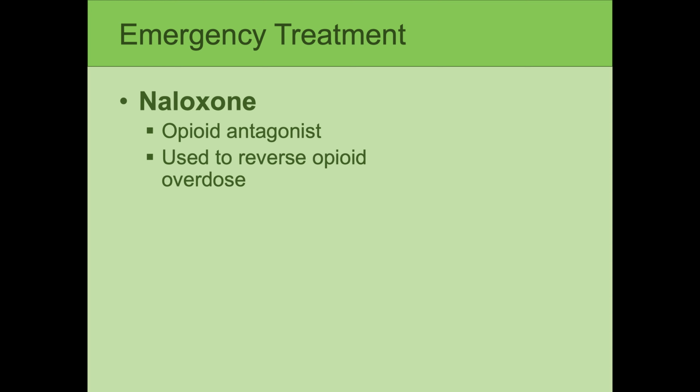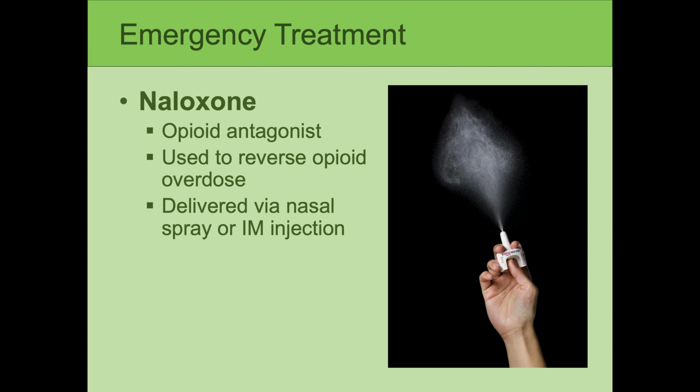This opioid antagonist competes for those opioid receptor sites and blocks other opioids from coming and activating those sites. What then happens is the patient starts to feel less of the effects of the opioid, so they are able to reverse the overdose. This can be delivered a couple of different ways. There is a nasal spray, which is one of the more common ways. It's a lot easier, less invasive, but there is also an IM injection.